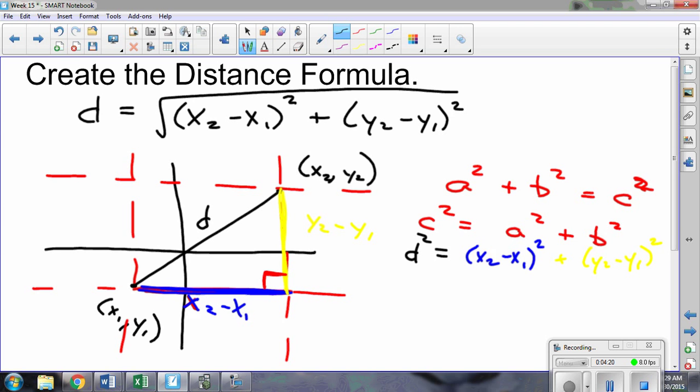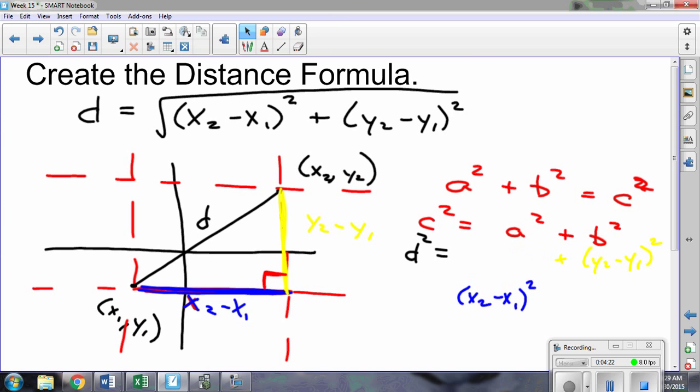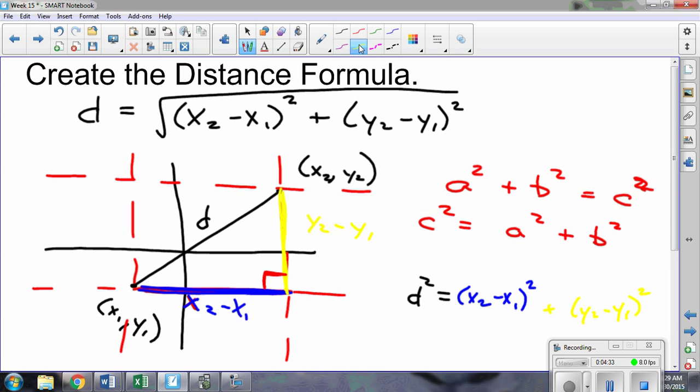Well, ask you to take a look at this and tell me what would you need to do to create that distance formula. Absolutely, Alex, we'll just take the square root. Taking the square root of both sides, we have exactly what we wanted. Distance is equal to the square root of run squared plus rise squared, because rise and run are just the legs of our right triangle.